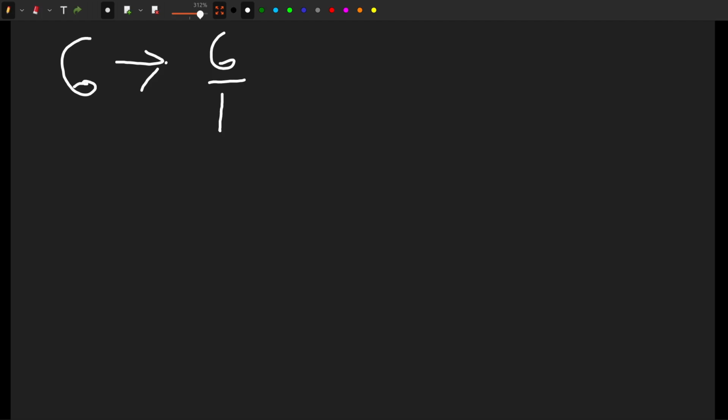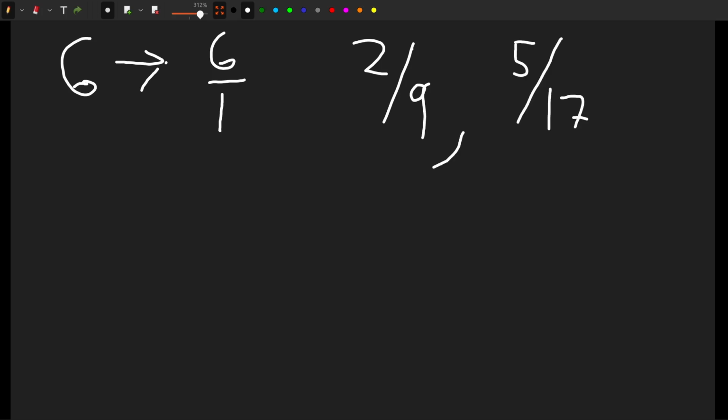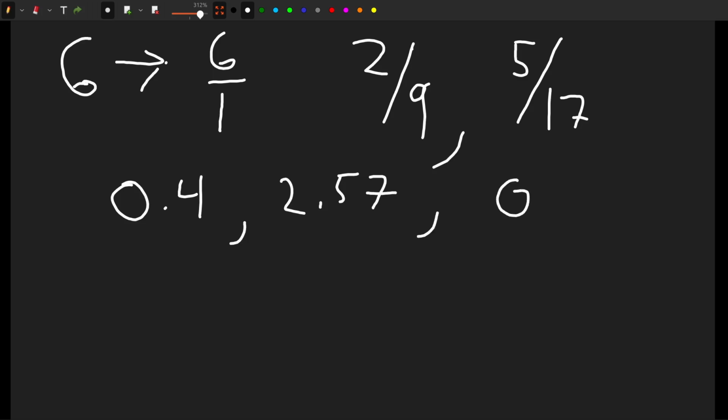Other rational numbers include any fractions. For example, 2/9. 5/17 is also an example. There are also decimals such as 0.4. There's also 2.57. That's another rational number. And then even repeating numbers like 0.4 repeating are known as rational numbers.